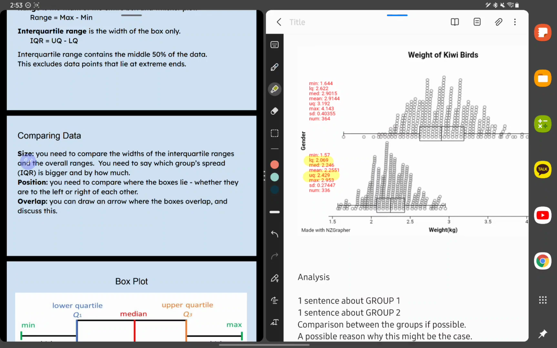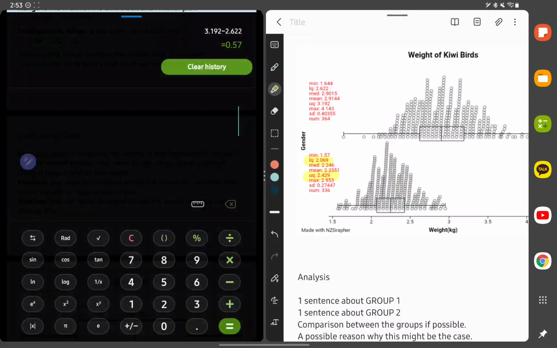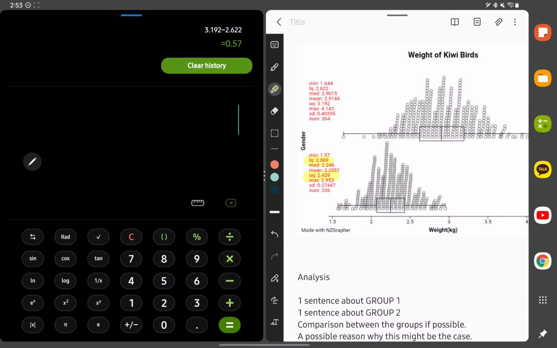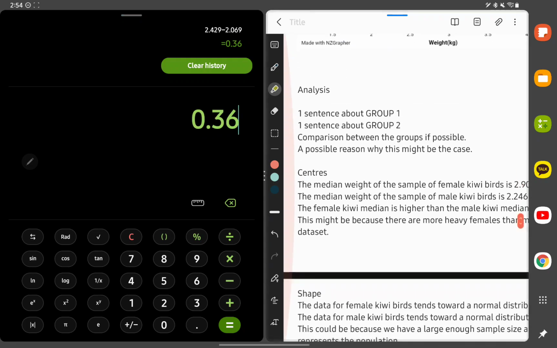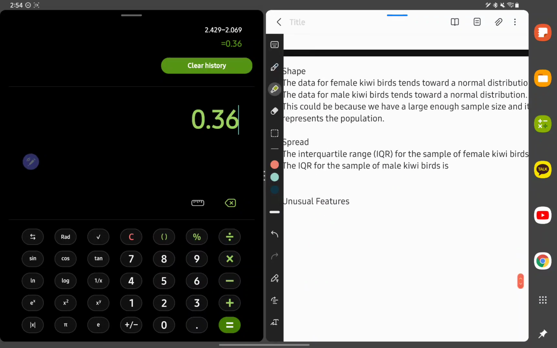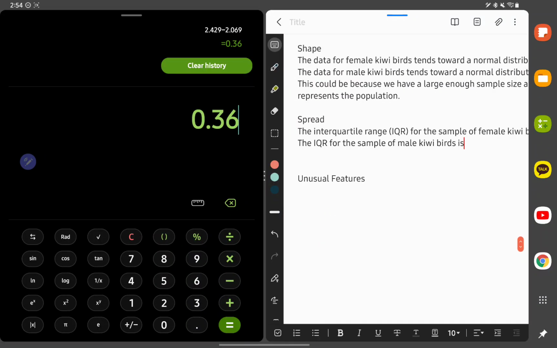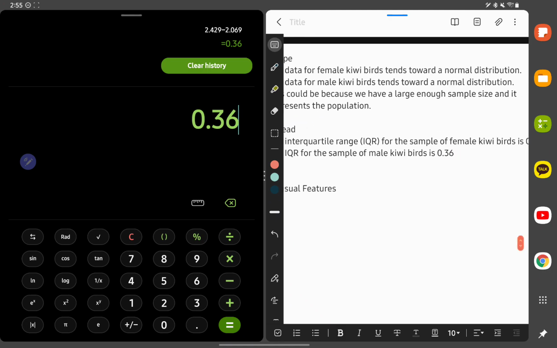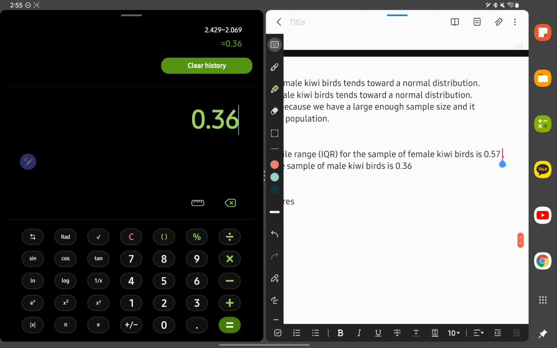So here's the LQ, here's the UQ. I need to go UQ minus LQ, right? Upper quartile minus the lower quartile. So 2.429 minus 2.069, boom, 0.36. So we say the interquartile range for the sample of male kiwi birds is 0.36. Yep, and don't forget, we are talking about kilograms, so let's not forget to put in kilograms.